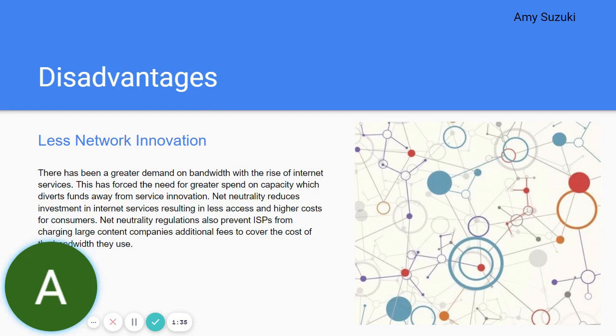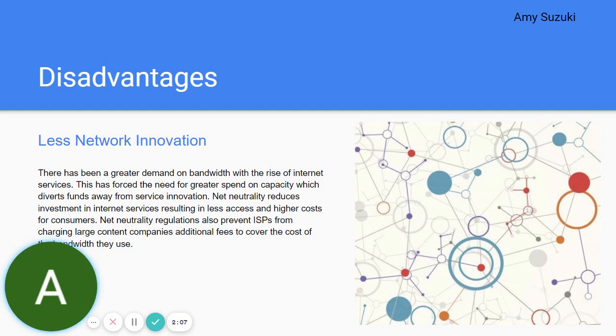Less network innovation. There has been a greater demand on bandwidth with the rise of more sophisticated internet services. This has forced the need for greater spend on capacity, which diverts funds away from service innovation. Net neutrality reduces investment in internet services, resulting in less access and higher costs for consumers. Net neutrality regulations also prevent ISPs from charging large content companies, such as video streaming services, additional fees to cover the cost of bandwidth they use.